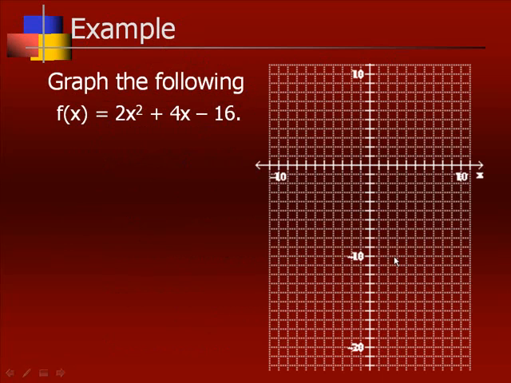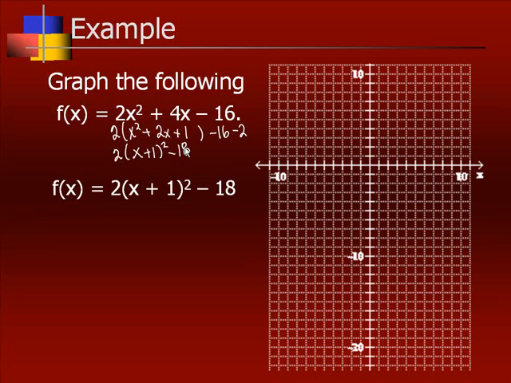Okay, let's do another one. If we wanted to graph 2x squared plus 4x minus 16, first thing we're going to do is get our vertex form. Let's pull out a 2: x squared plus 2x, leave your minus 16 out there. Half of 2 is 1, 1 squared is 1, but that's like adding a positive 2 in here, so we're going to subtract it. So we get 2 times (x plus 1) squared minus 18, which is what we had earlier.